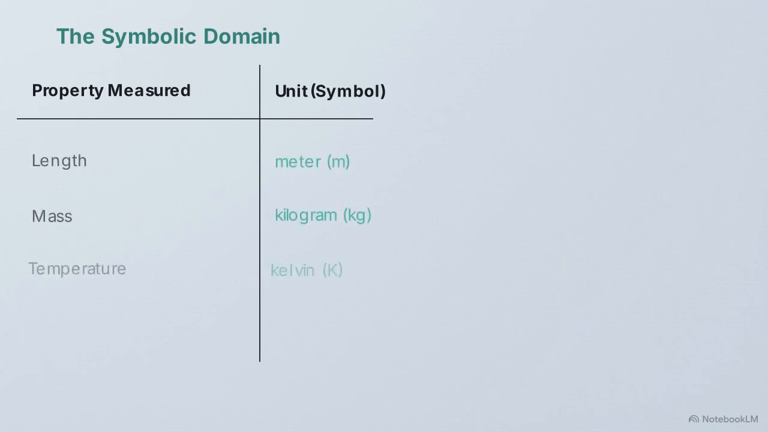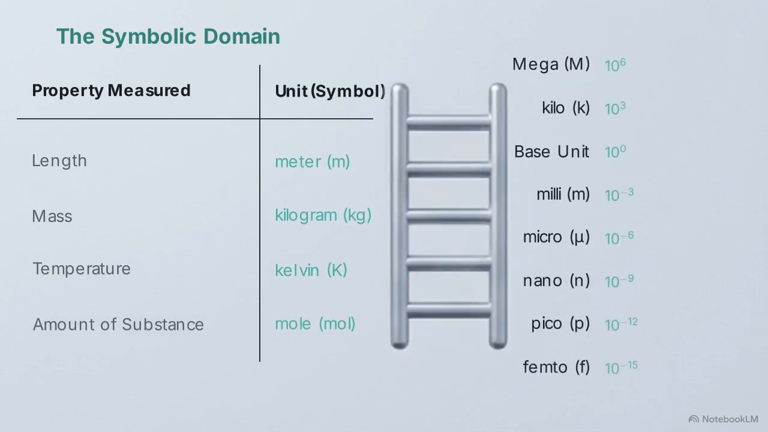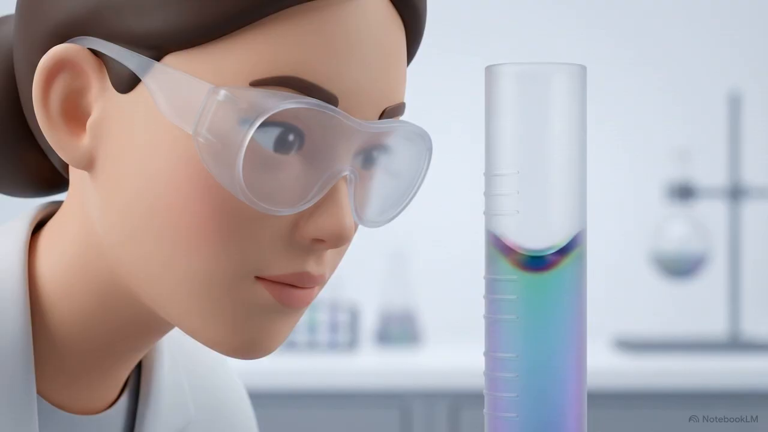Chemists rely on the International System of Units, SI base units like meters for length, kilograms for mass, and Kelvin for temperature. We scale these units using strict prefixes, ranging from mega for the massive millions, all the way down to femto for the submicroscopic fractions. But physical measurement is never perfect. There is always uncertainty.